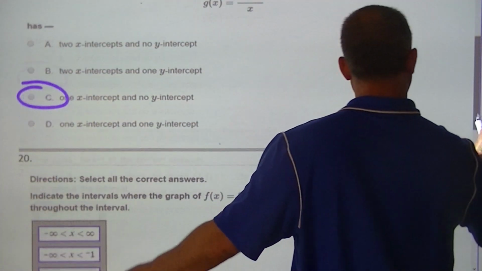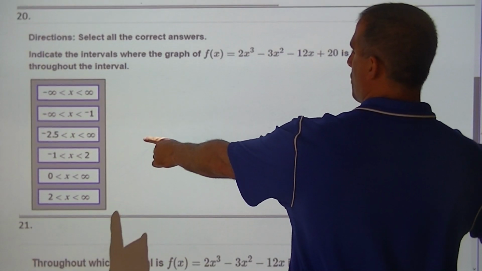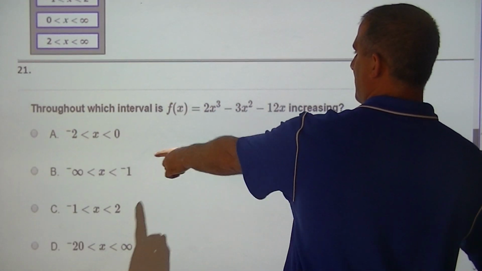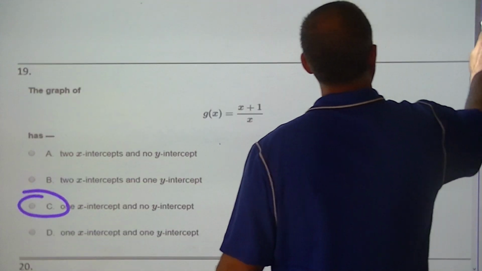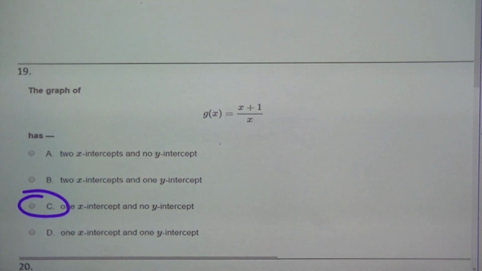Okay, this is one we're going to skip for right now. We'll do it with a pen or pencil in a little bit. Same thing with this one. Okay, we'll come back to this. This will be our second lap through.